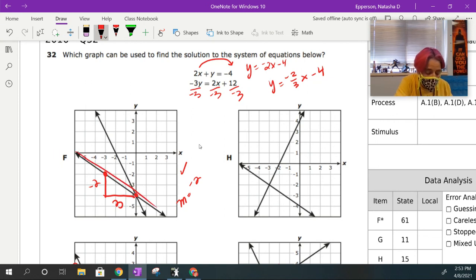It's a good thing we went back and checked both equations because we were kind of unsure on which one to go for. So it's actually really, really good that we went back and checked, because I had checked the wrong line. This line has a slope of negative 2, and that has a slope of negative 2. So F is definitely our answer.